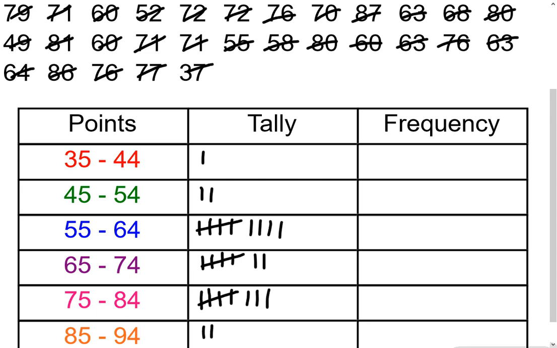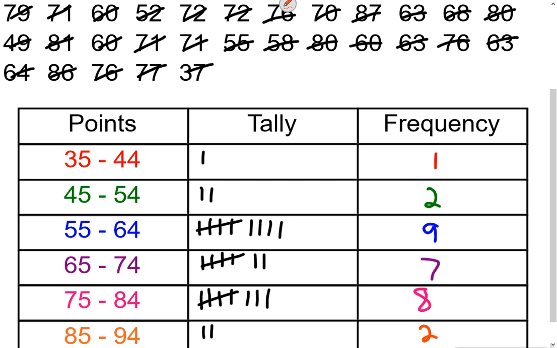Now that I have all of my tallies in, now it's just a matter of going through and counting them up to figure out my frequency for each interval. So in this one I have 1, 2, 9, 7, 8, and last but not least we have 2.